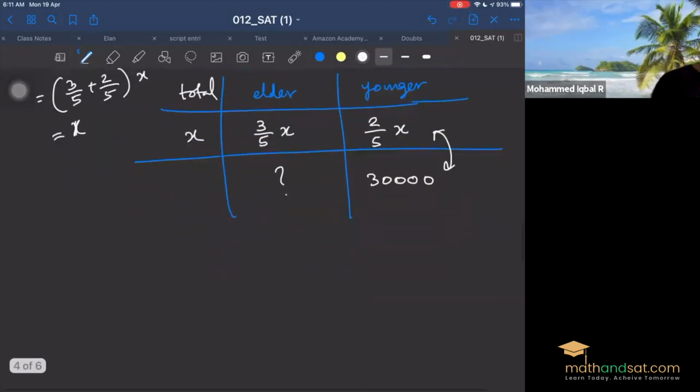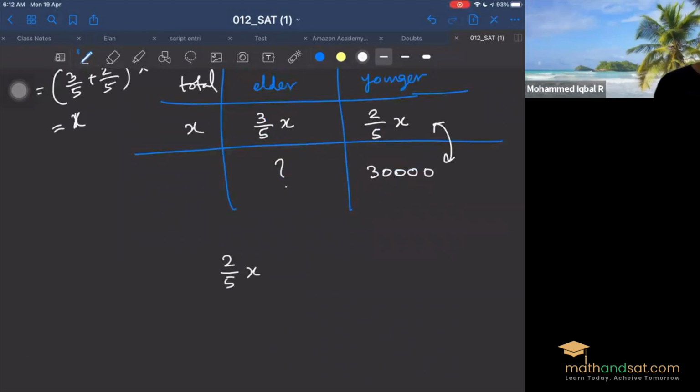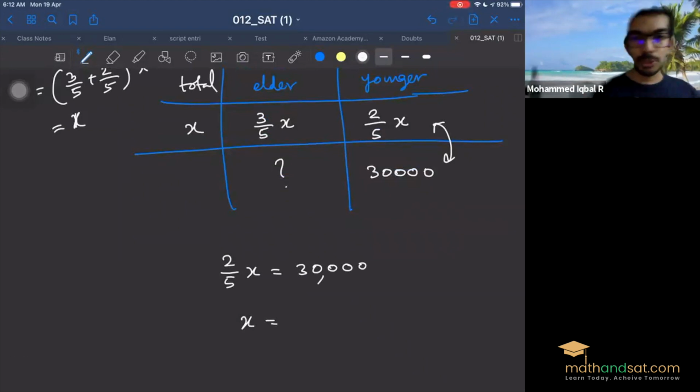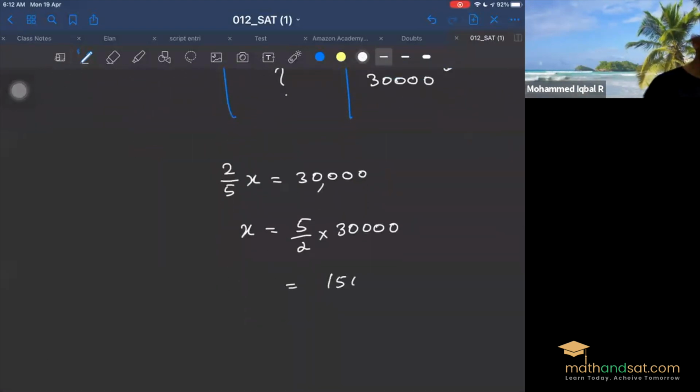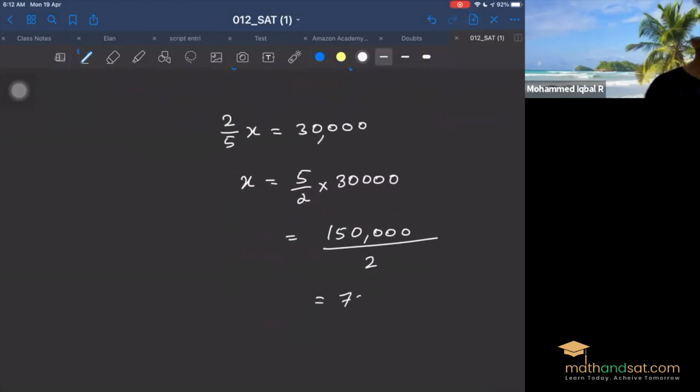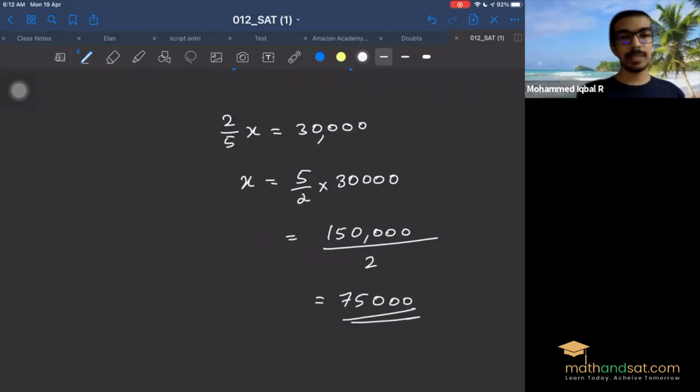So we have 2/5 of x is equal to 30,000. So x is equal to, when 2 by 5 goes to the other side, it becomes 5 over 2, 5 over 2 times 30,000. So that becomes 150,000 divided by 2, which is 75,000. So 75,000 is the answer.